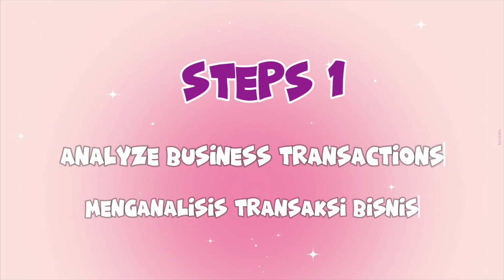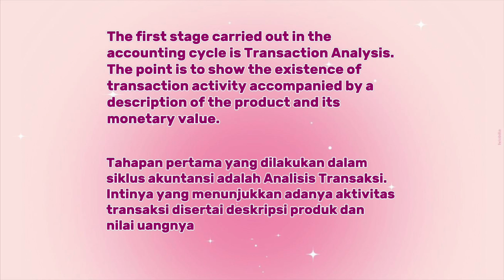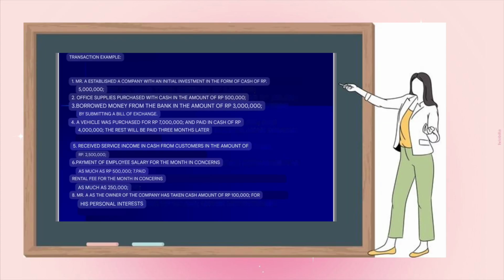Step 1. Analyze business transactions. The first stage carried out in the accounting cycle is transactions analysis. The point is to show the existence of transactions activity accompanied by a description of the product and its monetary value. Transactions example. Number 1.